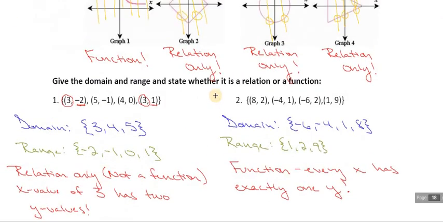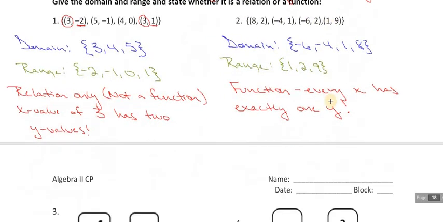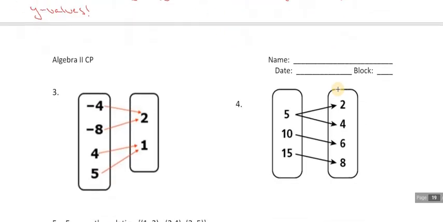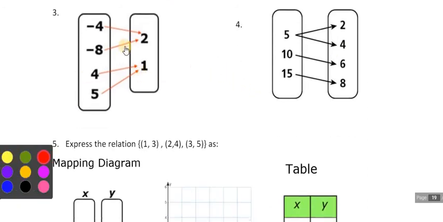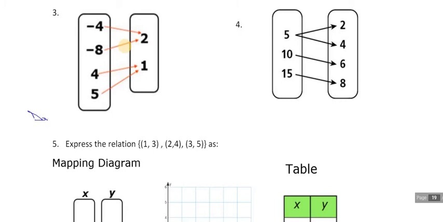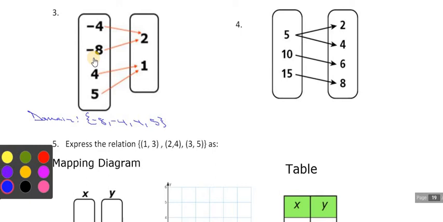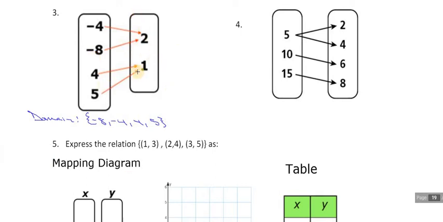All right, we're continuing with domain, range, and is it a relation or is it more specifically a function as well? So number 3, our domain is our x's happening on the left-hand side, which is our input. So putting the numbers in order, we've got -8, -4, +4, and +5. For our range, we just have 1 and 2 in the y side.